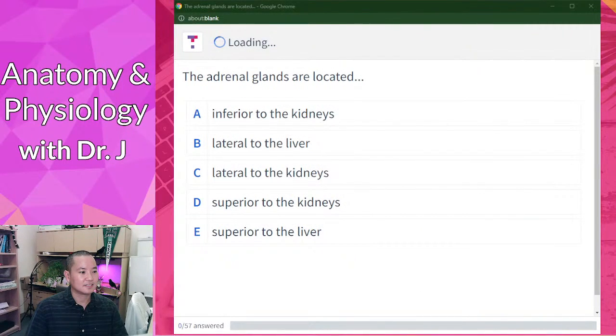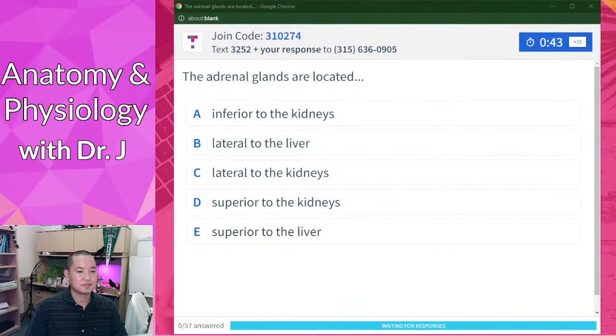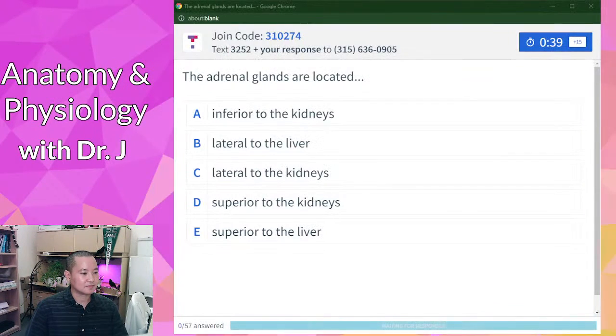Okay. So a little anatomy, and also a little review of anatomical directions. So the adrenal glands. I talked about the adrenal glands, but where are they?